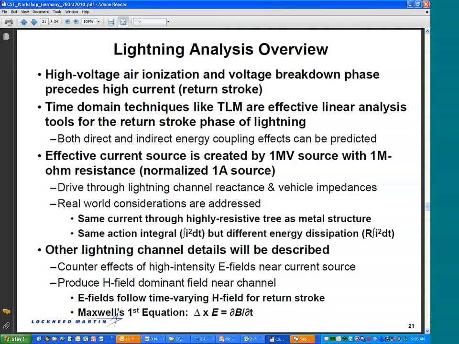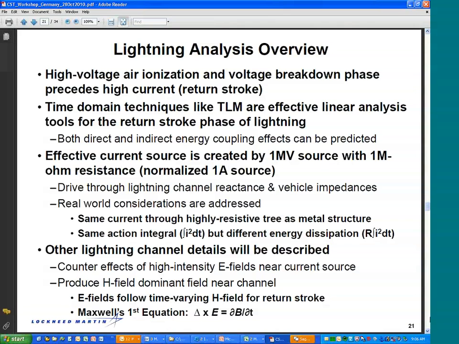So you can create an effective current source, and a very stiff source, 1 megavolt, 1 mega ohm. There's actually now in the TLM tool a current source that you can just set up from the onset without having to worry about all of this. And you can basically drive through your model, the reactance of the channel and everything, and you get to deliver a calibrated current at the vehicle and vehicle interfaces.